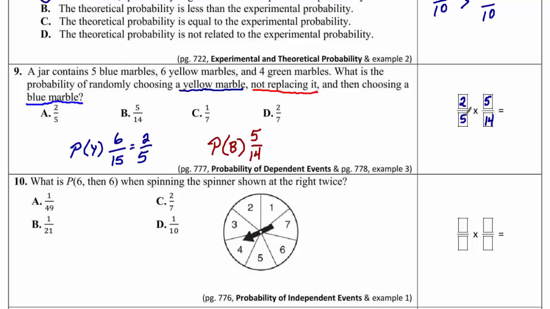This has some simplifying we can do. 5 goes into 5s like so. 2 goes into 2 once. 2 goes into 14 7 times. 1 times 1 is 1. 1 times 7 is 7. Our correct answer is C. There is a 1 in 7 chance that you're going to pull a blue and then turn around, pull a yellow and then turn around and pull a blue.